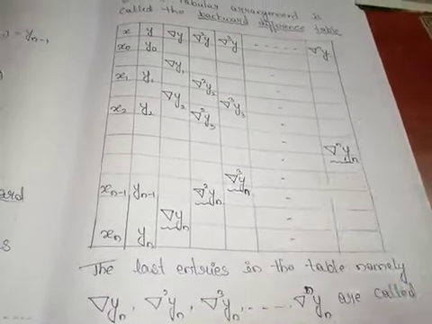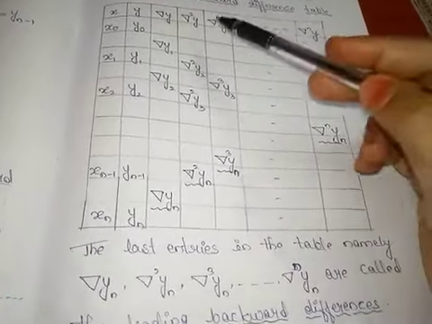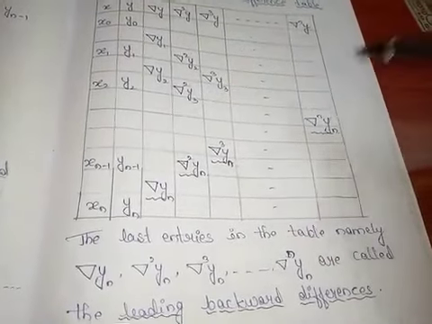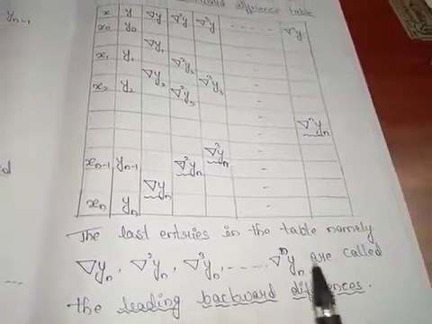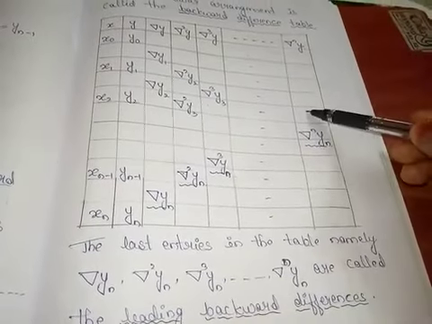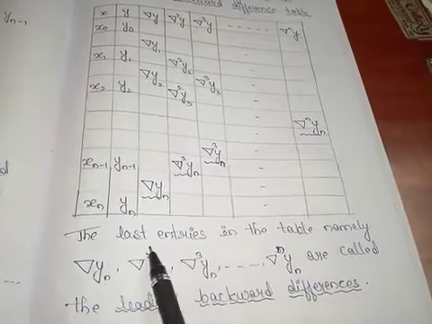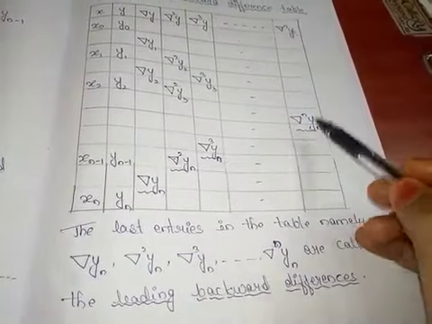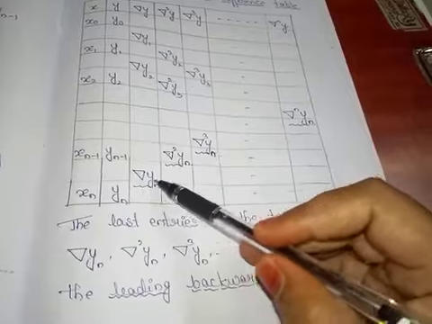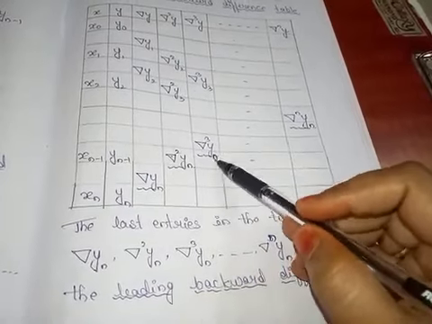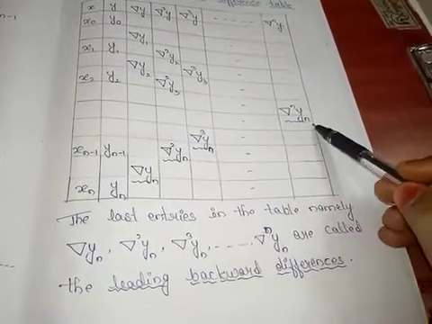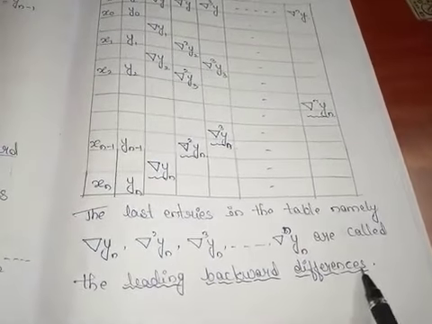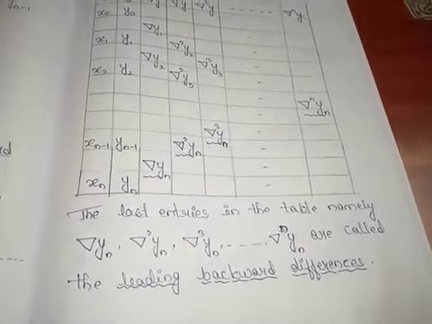And here in the forward difference table, the first values in the difference columns give us what? Leading forward differences. And in the backward difference table, the last entries in the difference columns, del yn, del square yn, del cube yn, up to del raised to n yn, give us what? Leading backward differences. These are the leading backward differences.